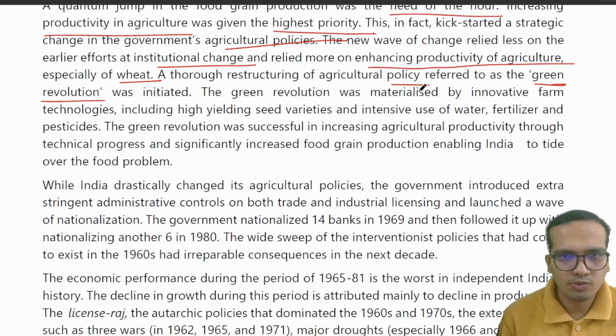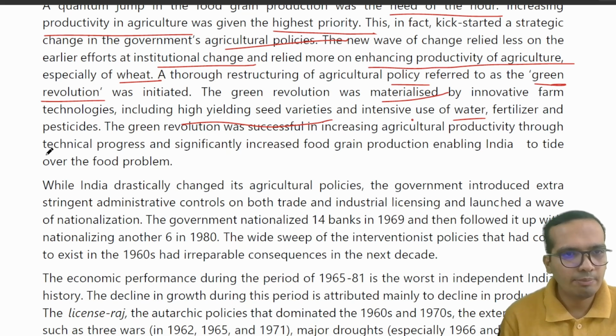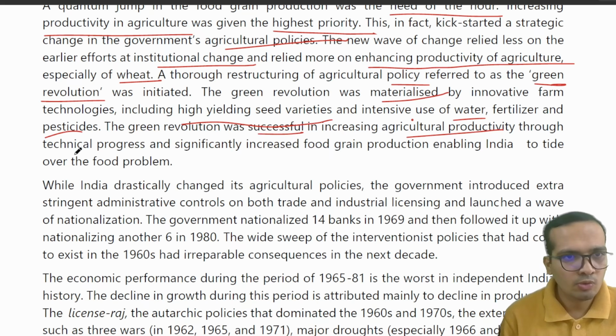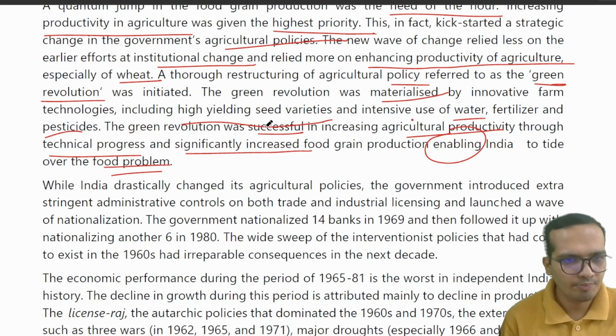The Green Revolution was materialized by innovative farm technologies, including high yield seed varieties and intensive use of water, fertilizer, and pesticides. The Green Revolution was successful in increasing agriculture productivity through technical progress and significantly increased food grain production, enabling India to tide over the food problem.